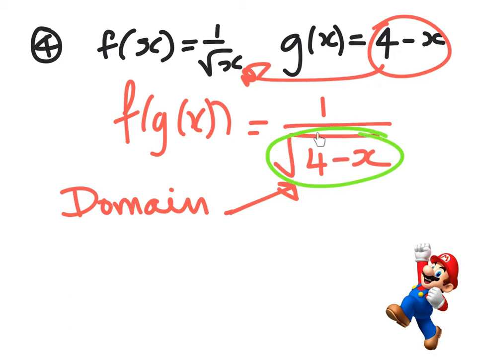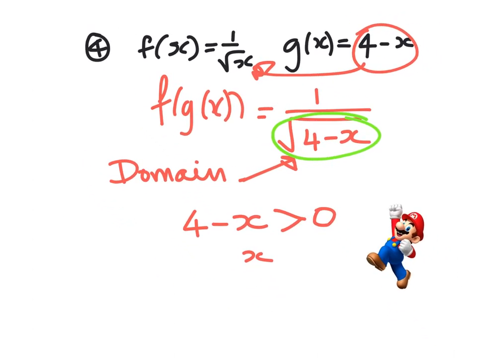Also, because of the square root, this number here cannot be negative. So that means that 4 take away x, the bit inside my green bubble, must always be a positive number, must always be bigger than 0. So all you need to do is solve that inequality. Now remember, once you've got the answer, we need to use set notation, so x can be any number as long as whatever your answer is.